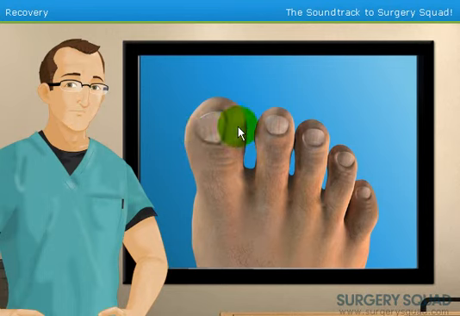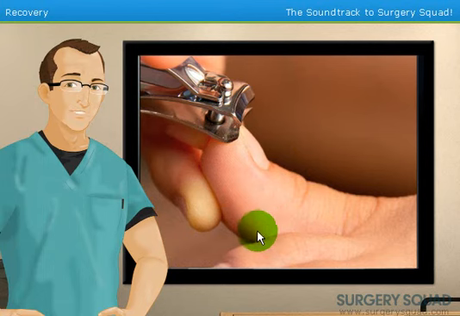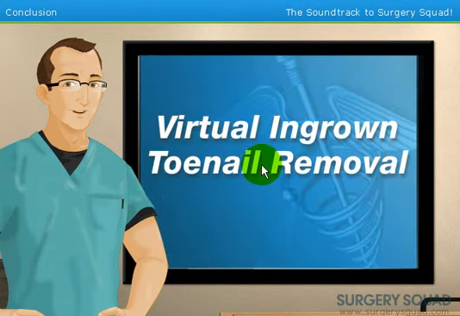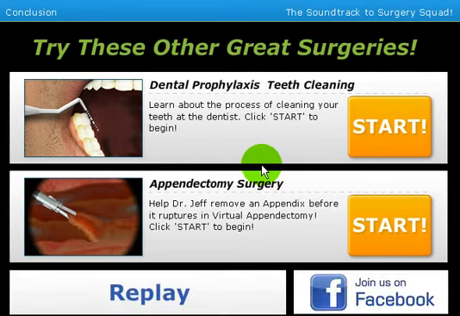While our patient's toenail isn't likely to regrow, his condition is likely to return if he doesn't take care of his feet. This includes wearing proper fitting shoes, properly trimming his toenails, and keeping his feet clean and dry. And that's how we remove an ingrown toenail. You did a great job today. While you're here, try your hand at one of our other surgeries here at surgerysquad.com.